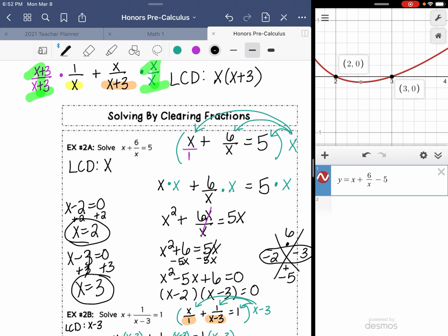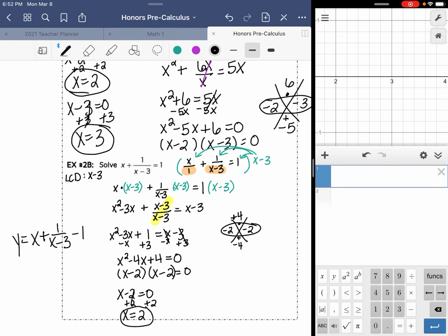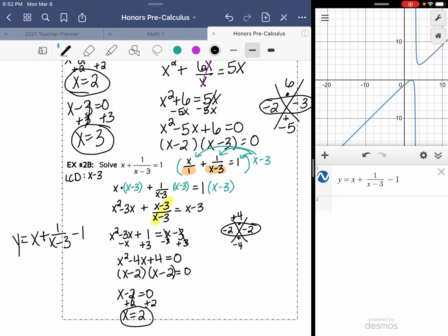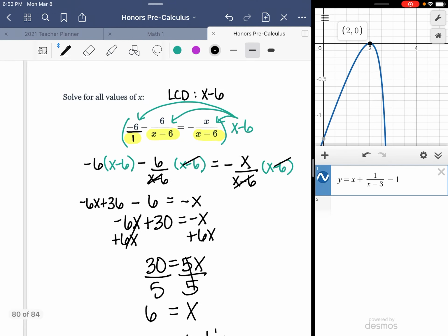So I had to actually turn it into a y equals. Just like for this next one, to turn into a y equals, it would be y equals x plus 1 over x minus 3, and then that would be minus 1 because I would subtract the right over. So I have y equals x plus 1 over x minus 3, and then that minus 1 is on the outside. So again, I can see it hits the x-axis that one time at 2, which is what we got.